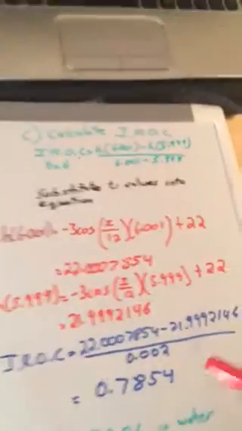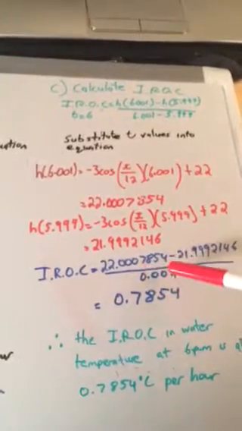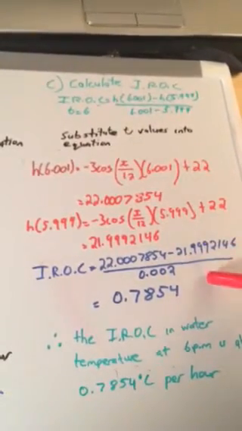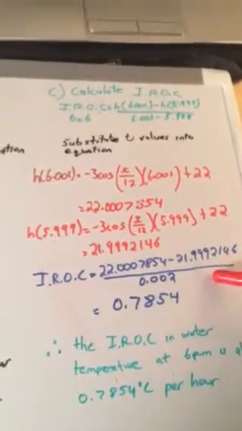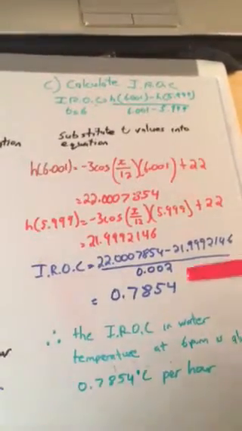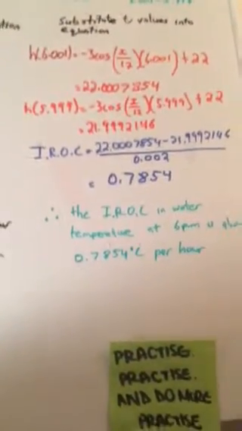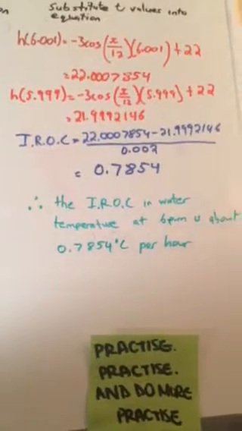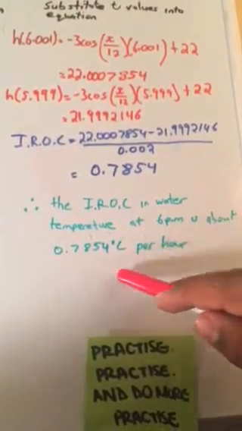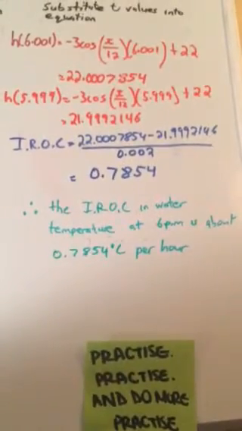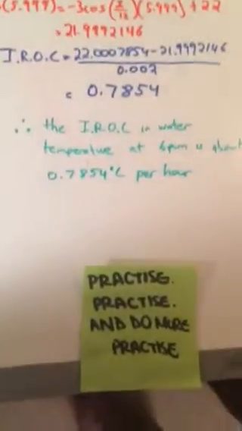Therefore, IROC equals 22.0007854 minus 21.9992146 all over 0.002. This gives us 0.7854. Therefore, the instantaneous rate of change in water temperature at 6 p.m. is about 0.7854 degrees Celsius per hour. So guys, remember to keep practicing in order to get these questions correct.